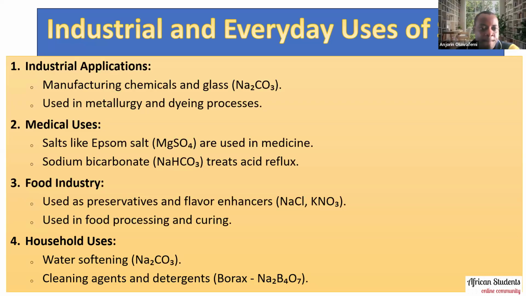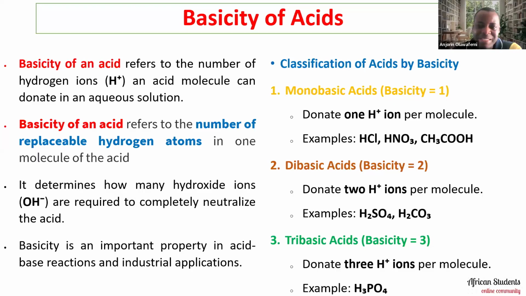Okay. So we move along now and talk about the basicity of acids. But let's take a breather and quickly reflect. So far, we have been able to look at acids. We have defined them and classified them into strong and weak, based on their strength, their solubility, the number of hydrogen ions that are ionized, and so on.